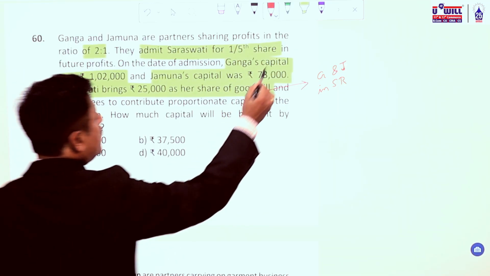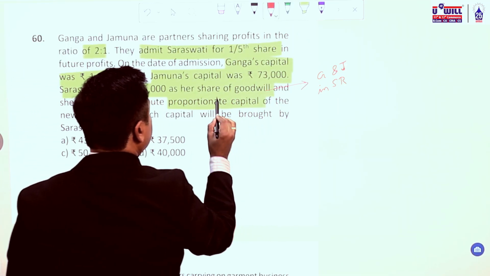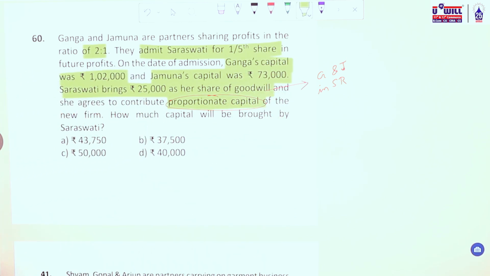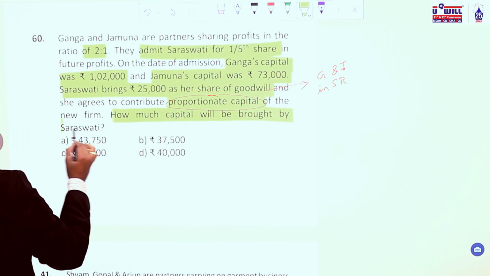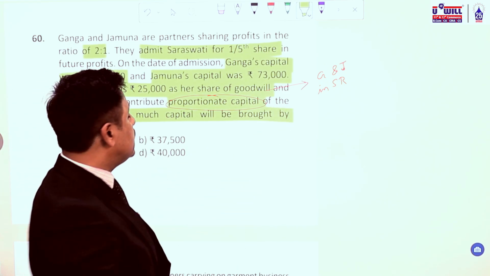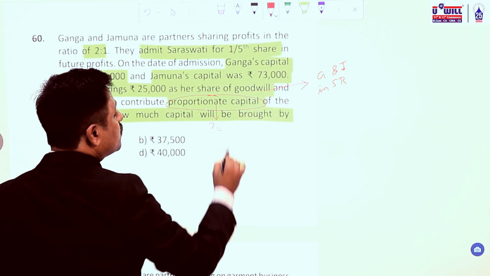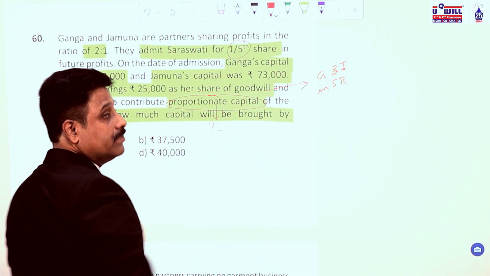And she agrees to contribute proportionate capital of the new firm. How much new capital will be brought by Saraswati? How much is the proportionate capital which Saraswati has to bring? Her share is 1/5.